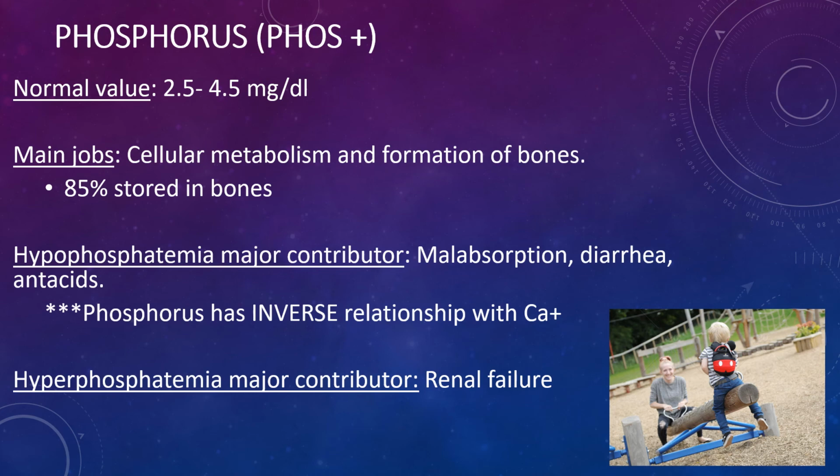That's really, really important to remember. And then hyperphosphatemia, major contributor, here we go, renal failure. That's why we can't give our renal failure patients a big Coke to drink, because of all the phosphorus. Renal failure patients cannot filter out that phosphorus like they should.